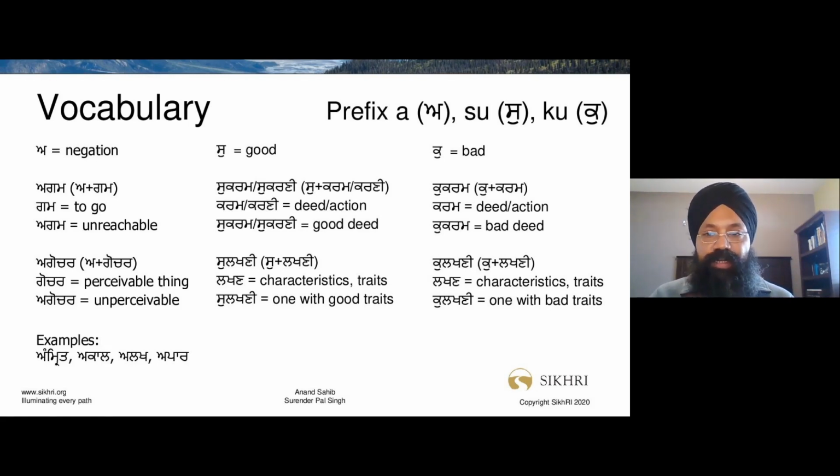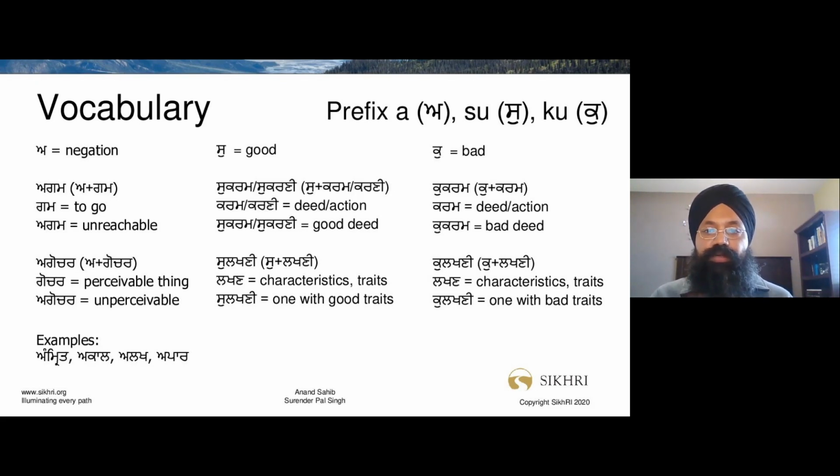So in this body, you will notice that two adjectives have been used for Akal Purakh. One is agam and the other agochar, both listed in the first column here. Gam means to go. So agam means something or someplace that you cannot reach. It is a negation of going, someplace where you cannot go. The next word is agochar. It comes from gochar. Gochar means something that is perceivable, tangible or perceivable. So agochar becomes something that is unperceivable. Both have been used as qualities of Akal Purakh, saying that Akal Purakh is both unreachable and unperceivable.